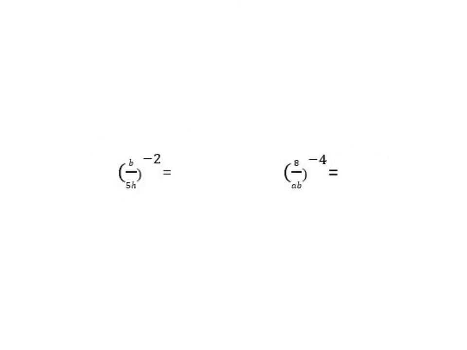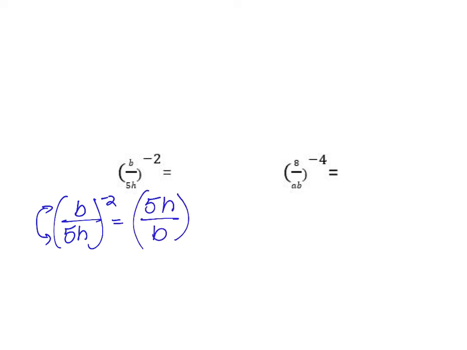Okay, more. Now this one is super tricky. I have the fraction. I'm going to rewrite it so it looks a little bit better. I have b over 5h, and that's all to the -2. So because there's parentheses and a fraction, we're going to take that fraction and we're going to flip the whole thing over. So it's going to become 5h over b. And now that 2 is no longer negative, it's just a positive squared, or positive 2.